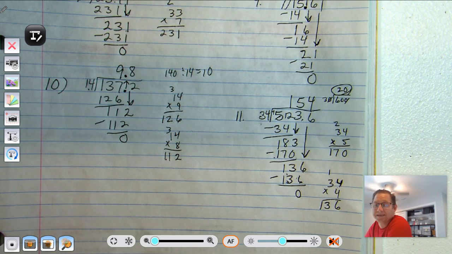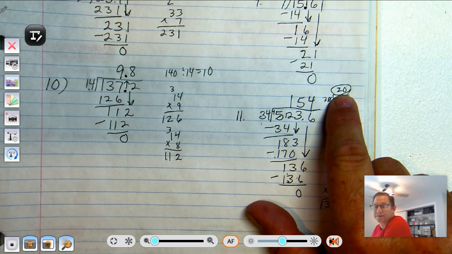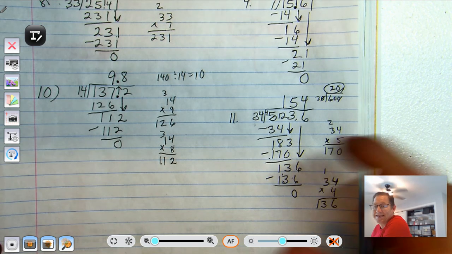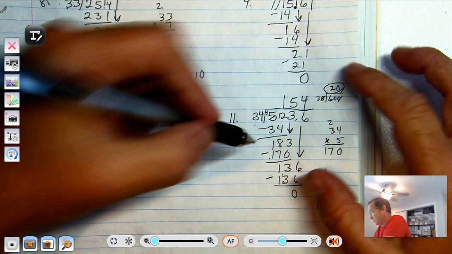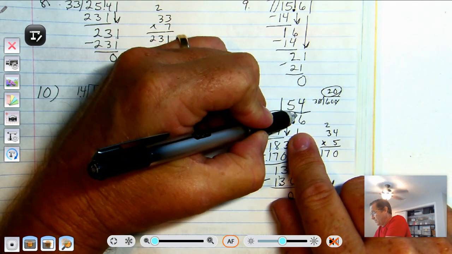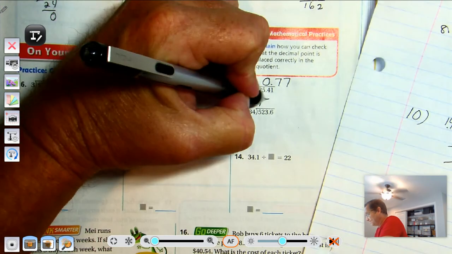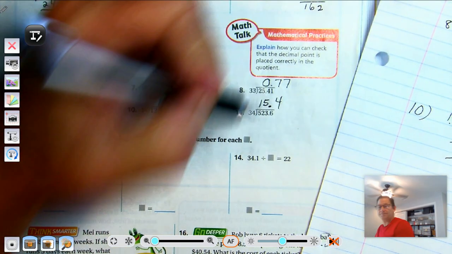We just have to put the decimal point. Yeah, in our estimate, we said our answer would be about 20. That means our answer should be in the tens. Well, let's look where the decimal point is. If I bring the decimal point straight up, we would have an answer in the tens. So our answer is 15 and 4 tenths. All right, let's move on.